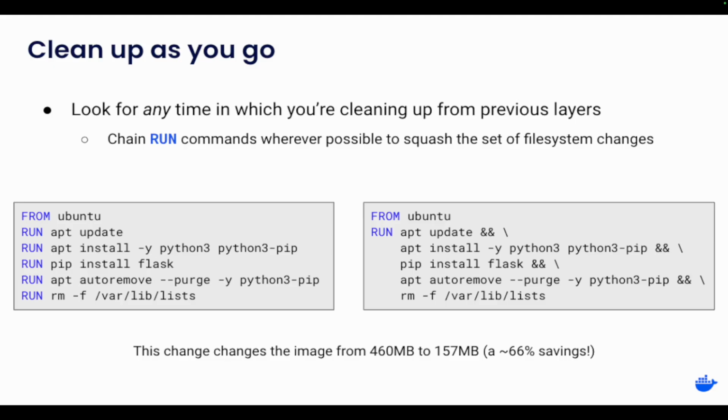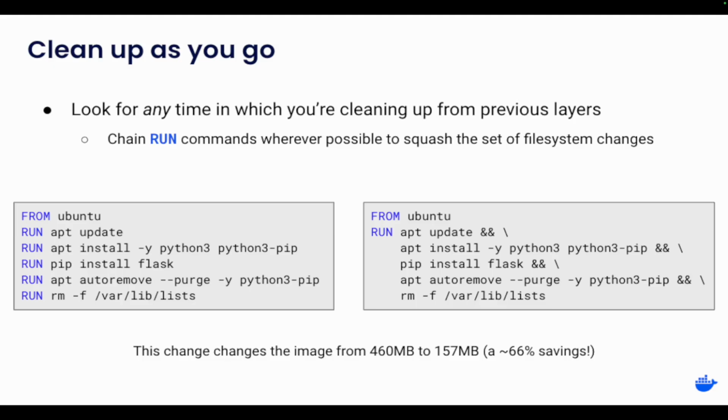one run command, and we're using the ampersands and slashes to combine all these different commands into one. And what this means is that all of this will execute at once, and all of it will execute together, and the result of that will be written to the file system. So the image created from the commands on the left would be 460 megabytes. The functionally the same image on the right is only 157 megabytes. That's a 66% change just by changing this one command.